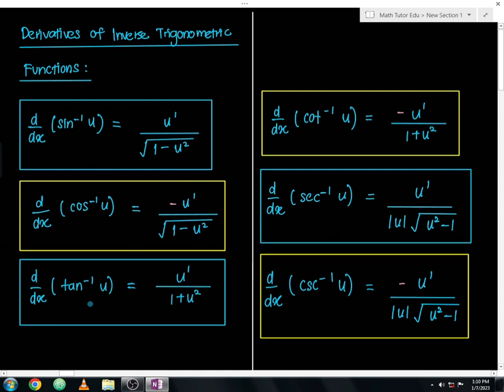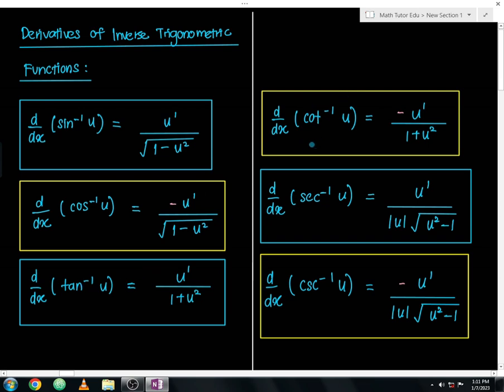Then proceed to the next formula, tangent inverse u. Here you have u prime divided by 1 plus u square. If you take a look at the cotangent inverse u, the difference is just a negative: negative u prime divided by 1 plus u square. As you can see, tangent inverse u and cotangent inverse u are almost similar. The only difference is the negative symbol for cotangent. So these are the relationships between tangent inverse u and cotangent inverse u.